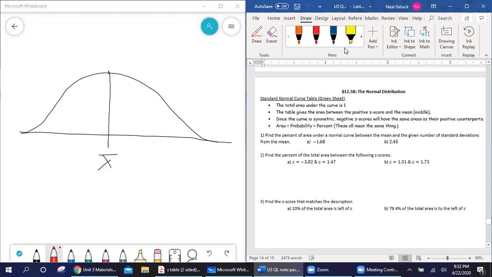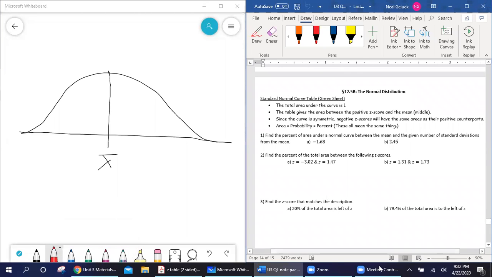Quantitative literacy. These are the notes for 12.5 part B. We're looking at this normal curve, that bell curve again, and we're going to be looking at the z-score table that gives you the standard normal curve areas.